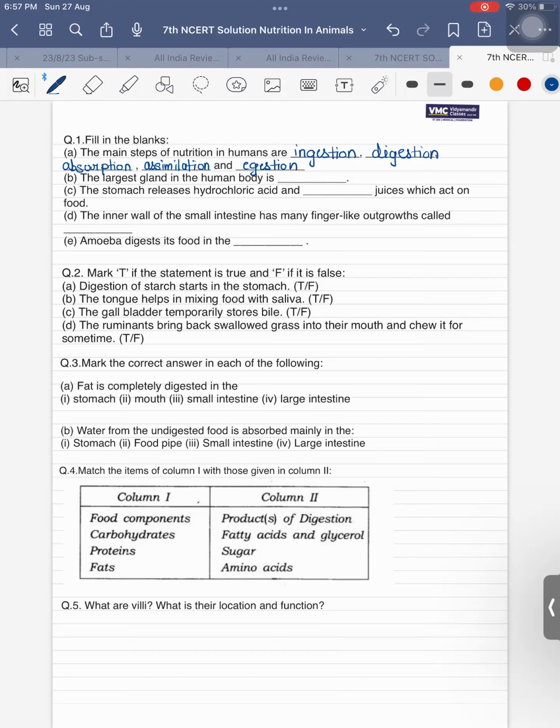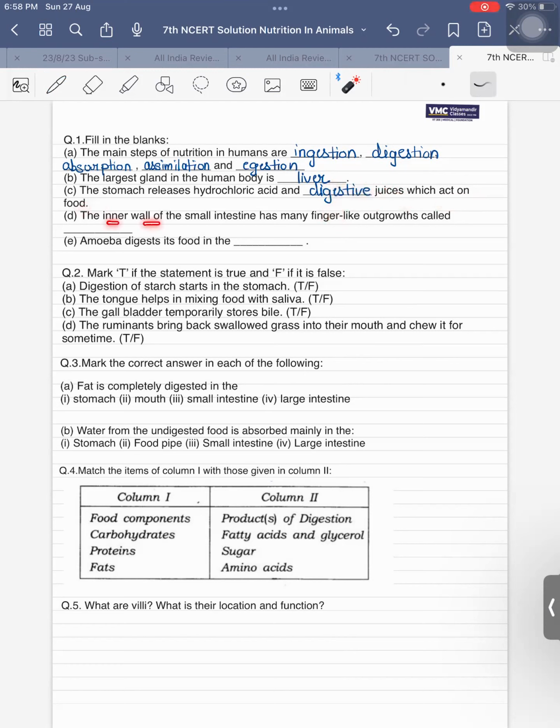Second, the largest gland in the human body is. So which one is the largest gland? So the answer is liver. The stomach releases hydrochloric acid and dash juices which act on food. So the stomach releases hydrochloric acid and digestive juices, or you can also write gastric juices, which act on food.